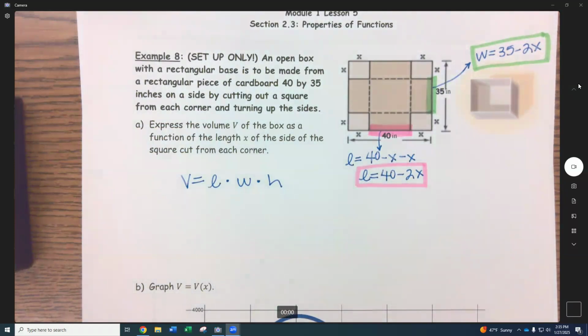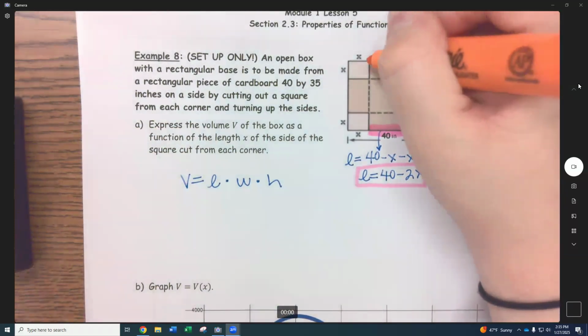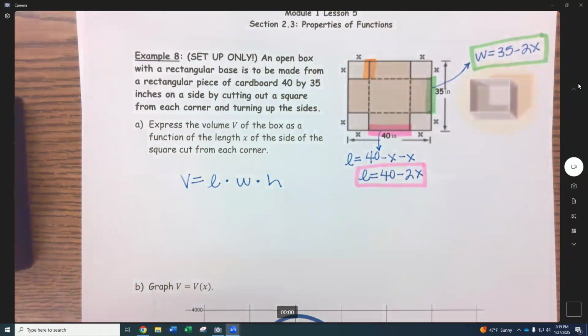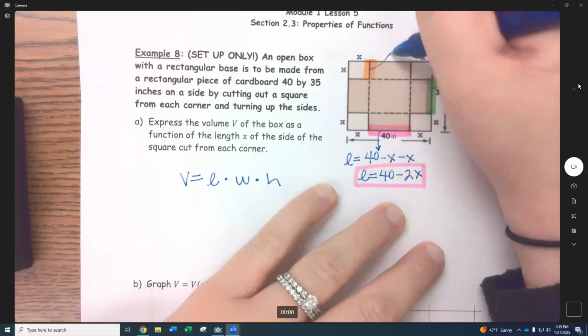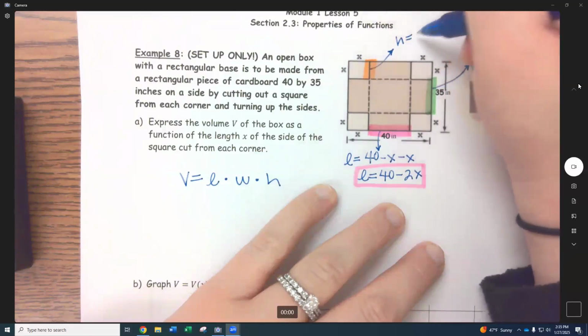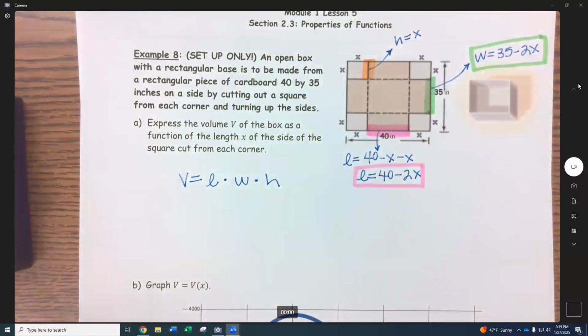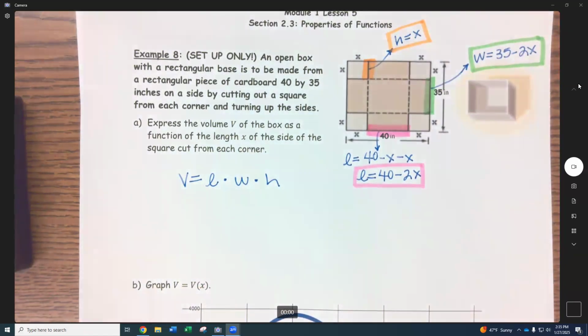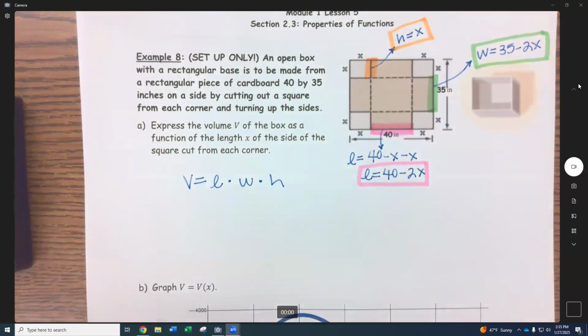So my height, let me find another color here, is whatever that length of that square is going to be. So here we have h equals x. Okay. So now I have my 3 unknowns here.